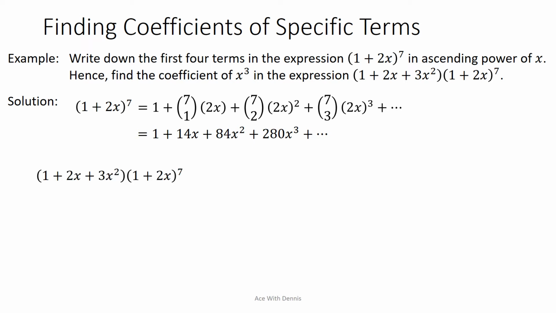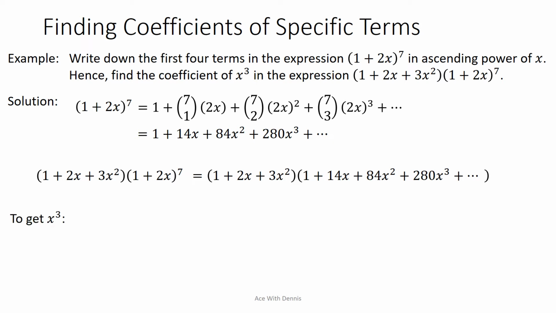Now we move on to the next part of the question. We want to find the coefficient of x cubed. For this expression, (1 + 2x + 3x²)(1 + 2x)^7, it means (1 + 2x + 3x²) times (1 + 14x + 84x² + 280x³ + ...). Now, in order to get x cubed, the 1 multiplies with 280x³, and we get x cubed, so the coefficient will be 280.